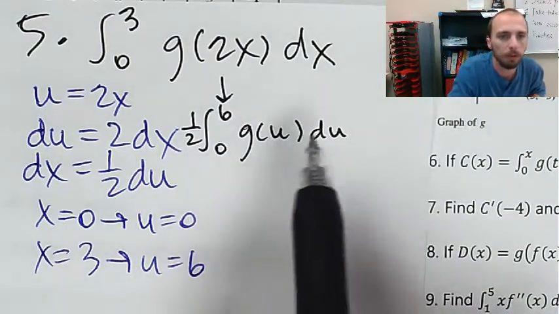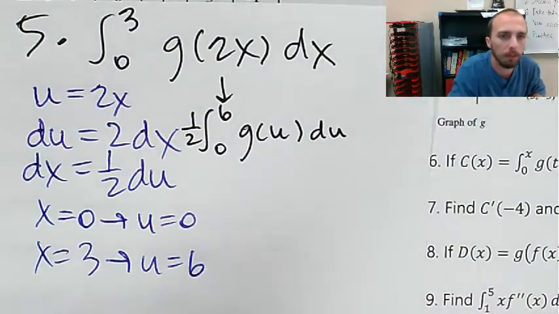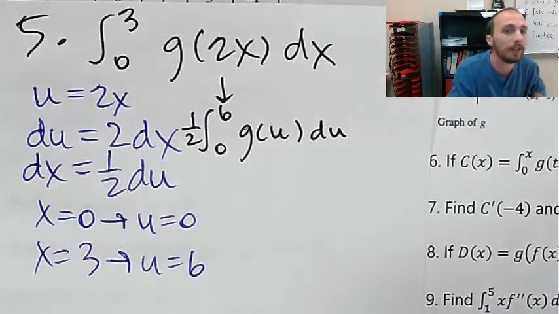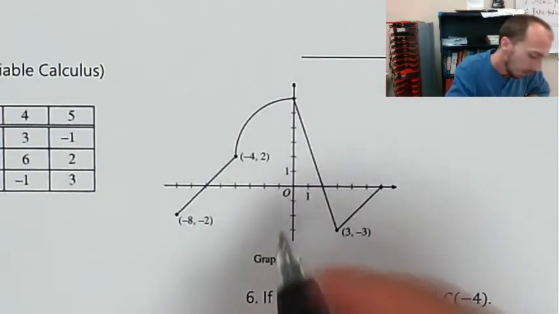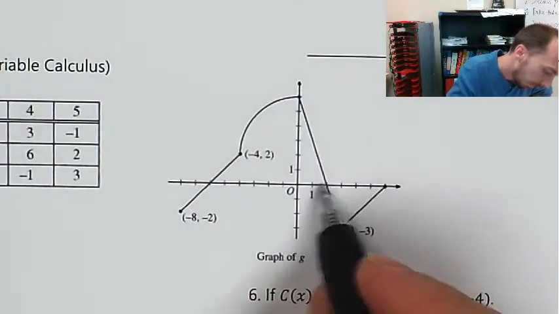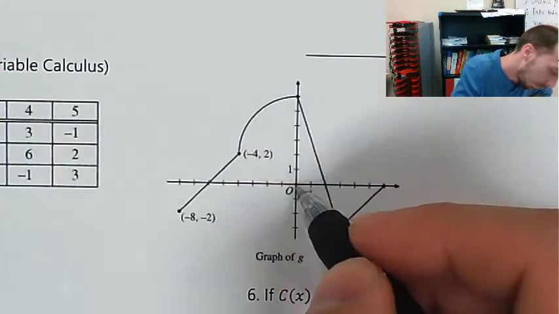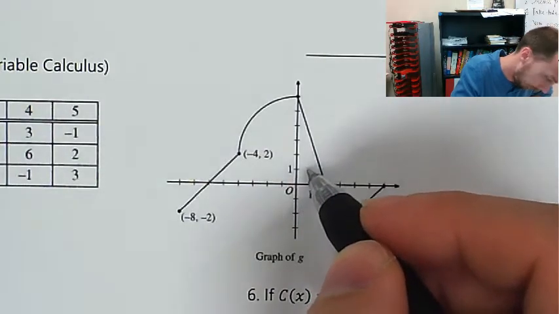Okay, but the integral from 0 to 6 of g of u du, that's the exact same thing as the integral from 0 to 6 of g of t dt, same as the integral from 0 to 6 of g of x dx. It's just the amount of area under the graph of g between x equals 0 and x equals 6, or whatever equals 0 and whatever equals 6, right? So we're going to find the area of this triangle. That's 2 times 6 is 12, divided by 2 is 6.